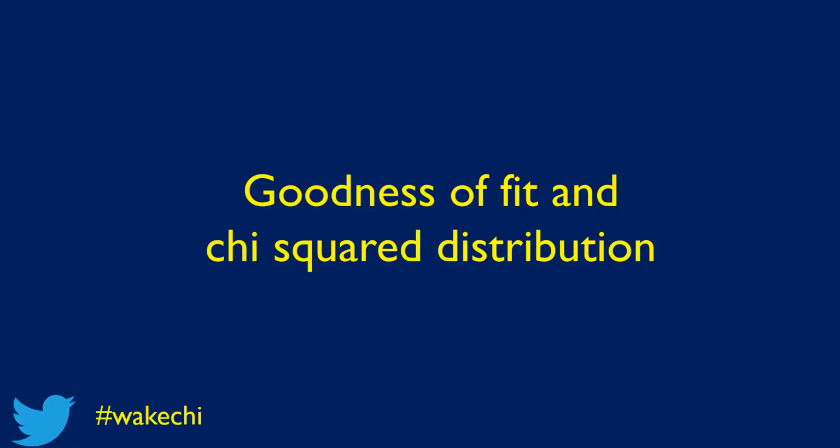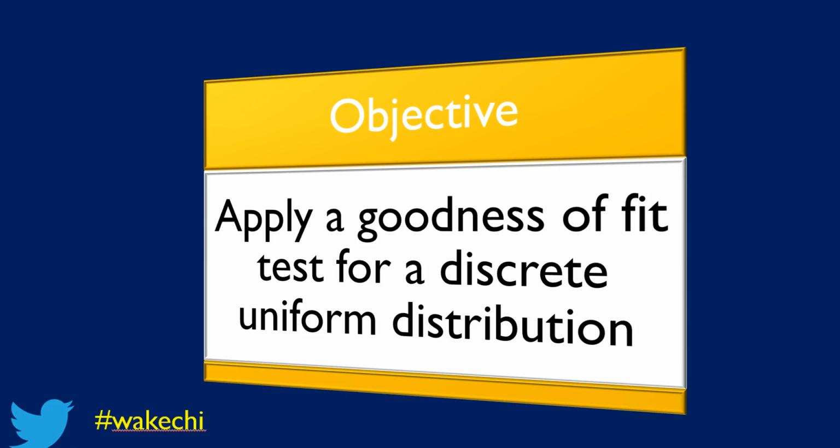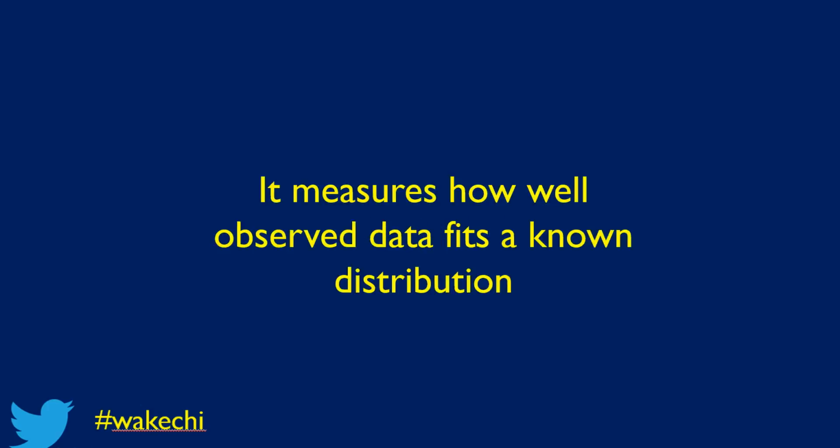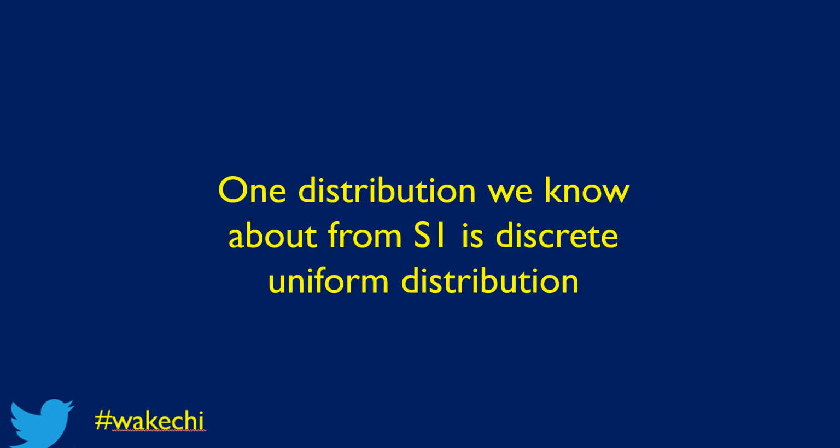Today we're going to look at goodness of fit and the chi-squared distribution. So the objective here is to apply a goodness of fit test for a discrete uniform distribution. So what exactly is that? Well, a goodness of fit test measures how well observed data, data you've collected from an experiment, fits a known distribution. So see if you can find a suitable model for that data.